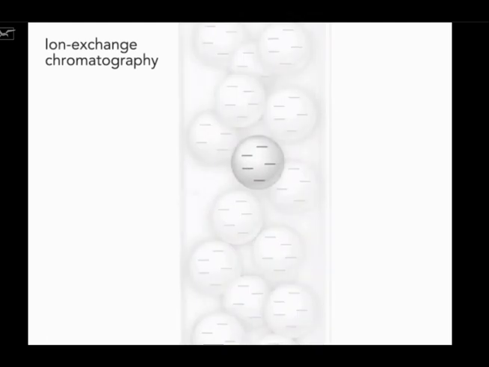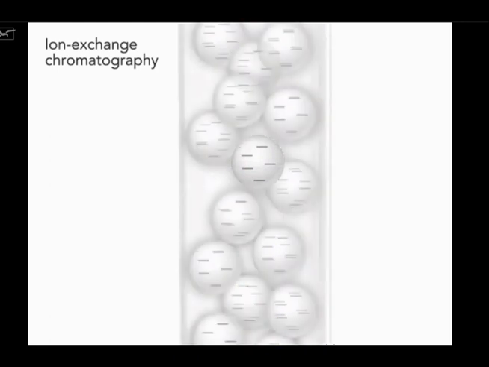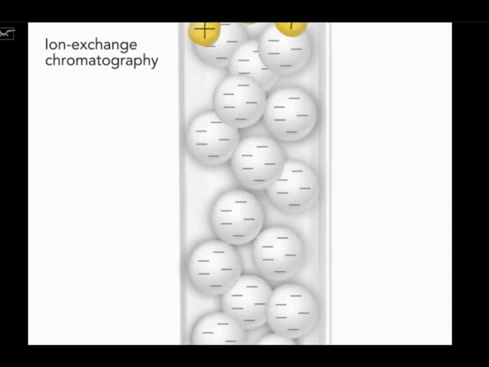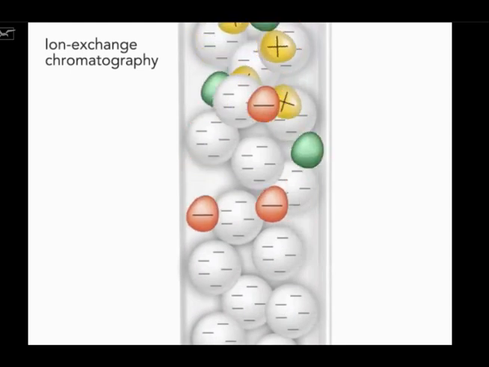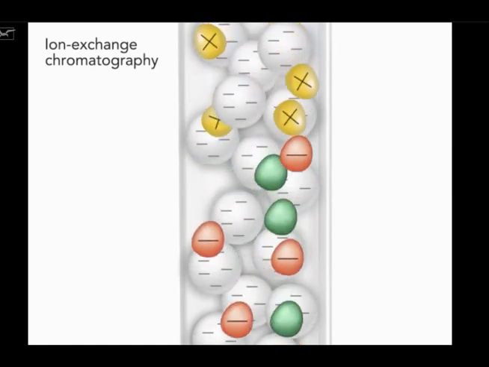For example, a positively charged protein is attracted to negatively charged beads, whereas negatively charged proteins are repelled by the negatively charged beads, and uncharged proteins flow through the column matrix unimpeded. As a result, the positively charged proteins will move slowly, while the negatively charged and uncharged proteins will flow through the column much more quickly.